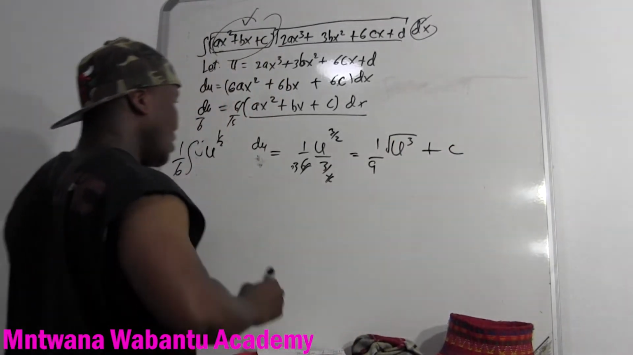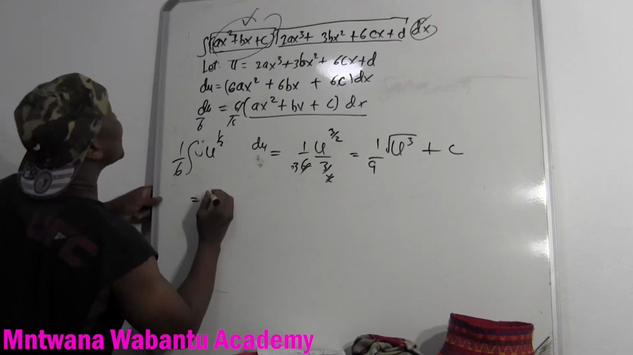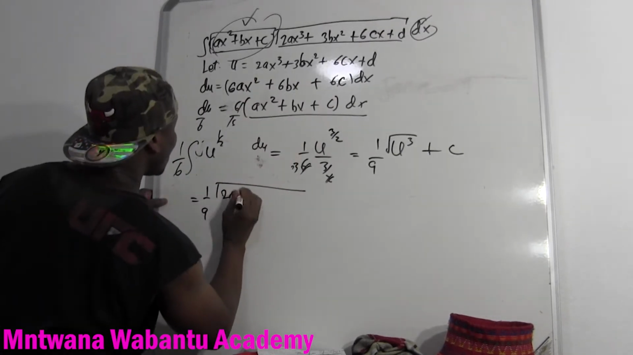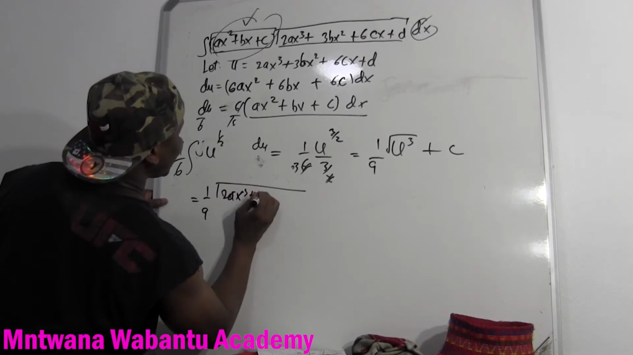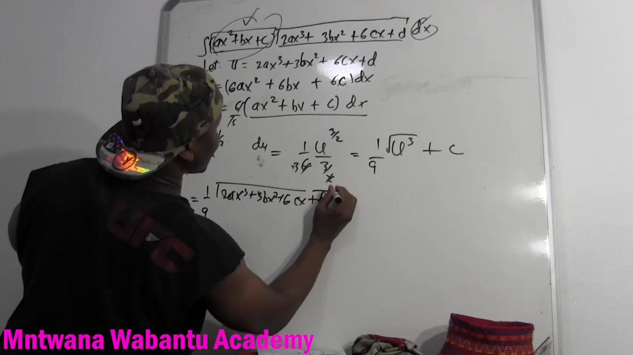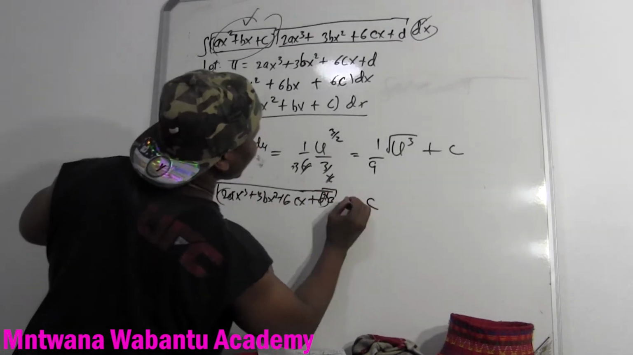But I don't know the value of u. So what is the value of u? The value of u we know equal to that one. So we say 1 over 9, and then we know the value of u. Plug in exactly 2ax cubed plus 3bx squared plus 6cx plus d, in brackets to the power 3 over 2, and the plus c. So we're done with that question.